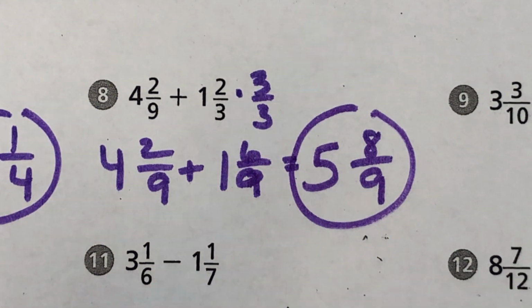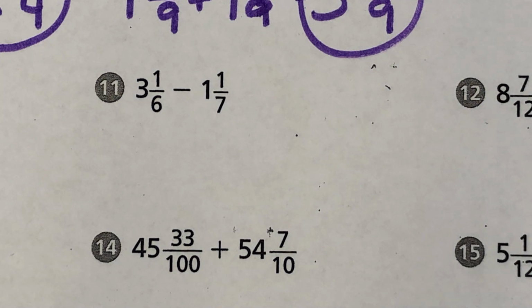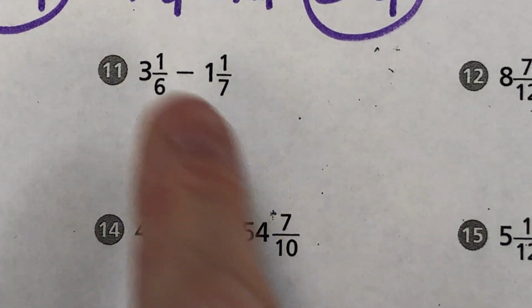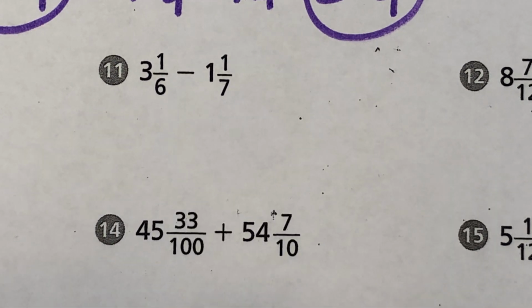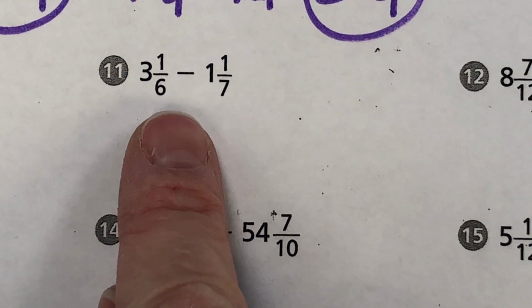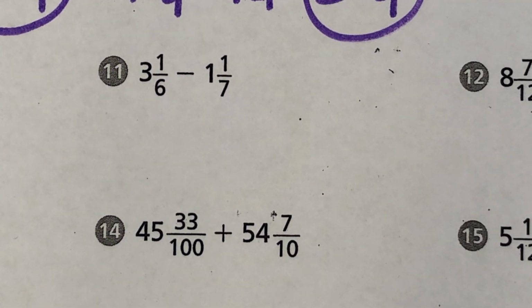The last problem up top that we did today is 3 1/6 minus 1 1/7. This one was a group 1 kind of problem because I can't multiply 6 by something to get 7, and there's not a lower value other than 42. So the LCM of this is 42.